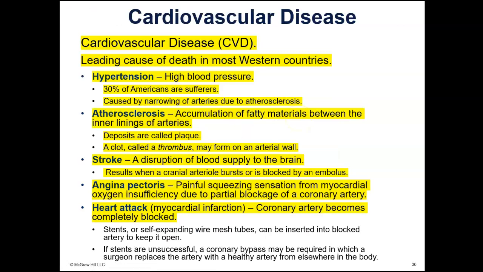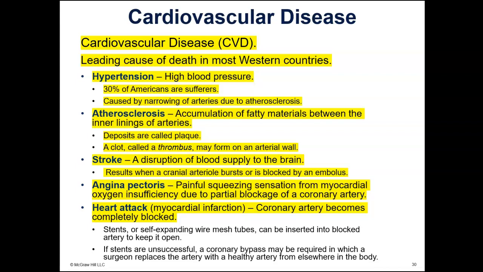Then you need to know a little bit about cardiovascular disease. It is the leading cause of death in most Western countries. Of course, that counts the United States. Hypertension is just the medical term for high blood pressure. 30% of Americans suffer from hypertension or high blood pressure, and it's caused by the narrowing of the arteries due to atherosclerosis.